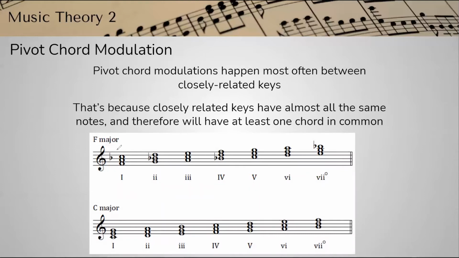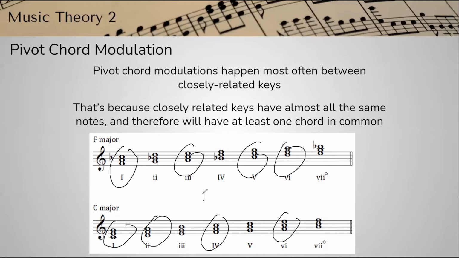And we talked last time about how both of these keys have chords in common, such as F, such as A, such as C, and D minor. Those are all the chords that are in common between the key of F major and C major. So any one of these chords could be a pivot chord, a chord that could act as a bridge between F major and C major. Okay, so that's the basics of pivot chord modulation.